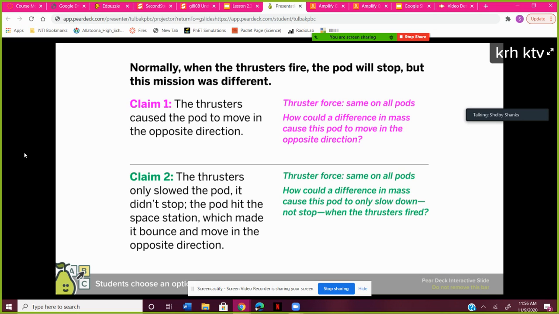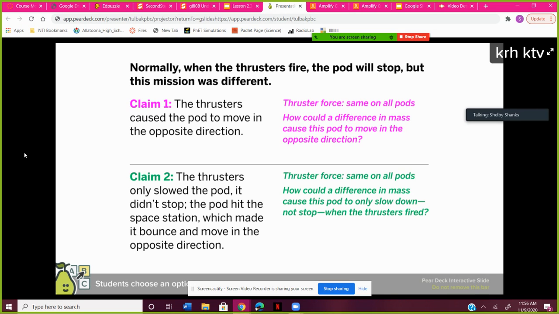All right, so we know something is going on with the mass of each of these claims, but which one is which? Which one has less mass and which one has more mass? Right? So ask yourself this question. How could a difference in mass cause this pod to move in the opposite direction? So the thrusters cause the pod to move in the opposite direction. How could the mass affect that? Are you going to have less mass than normal or more mass than normal?